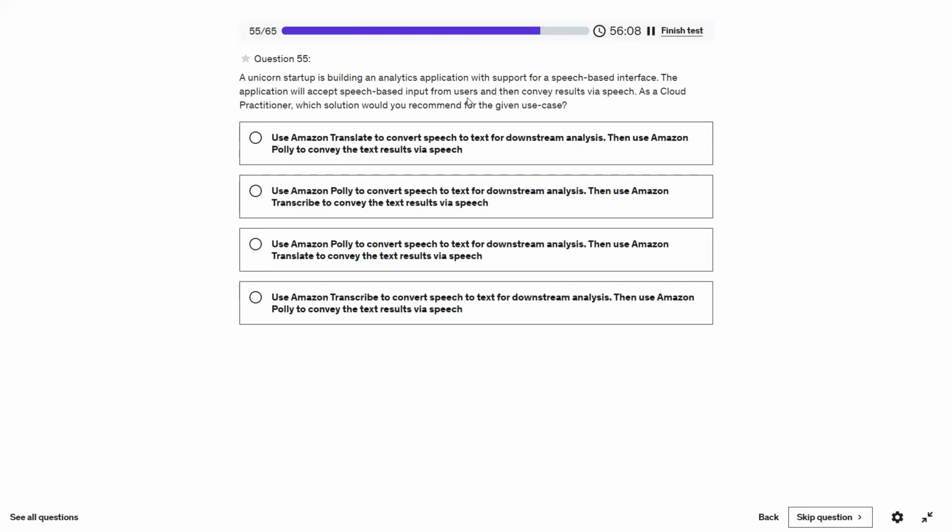We have two services, Transcribe and Polly. Transcribe is used to convert speech to text, and Polly is used for text to speech. So we can use Transcribe. There is one option, Translate, so don't confuse it. Translate and Transcribe are different. Translate translates languages, like English to Hindi or Hindi to English, but not speech to text.